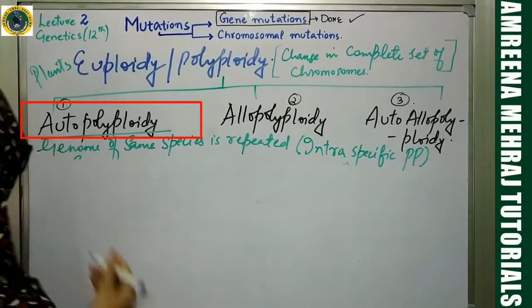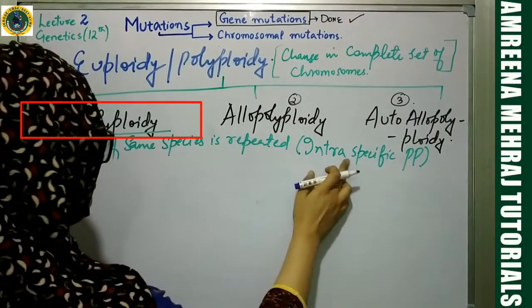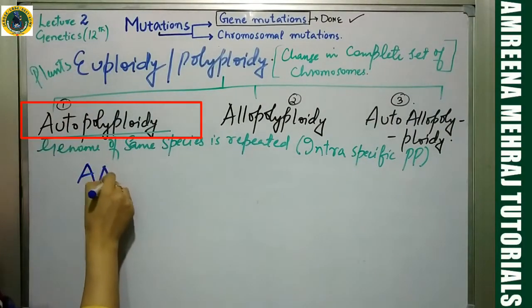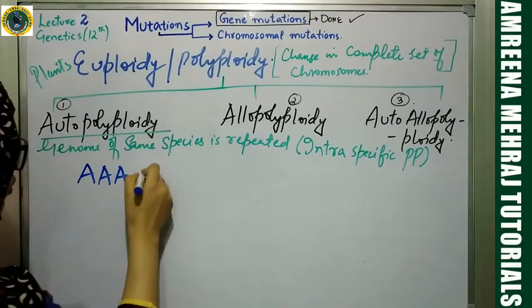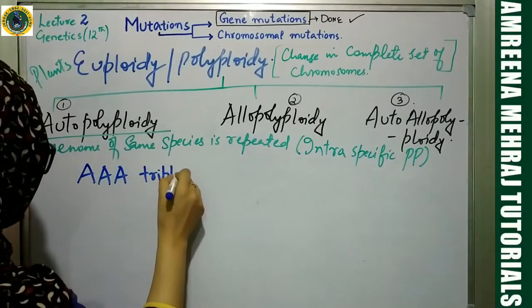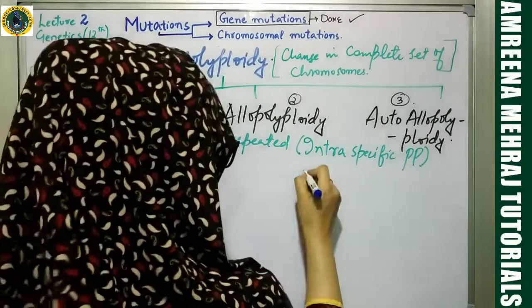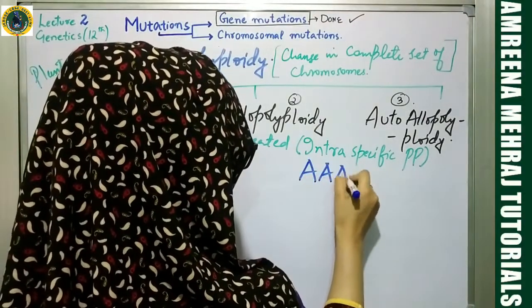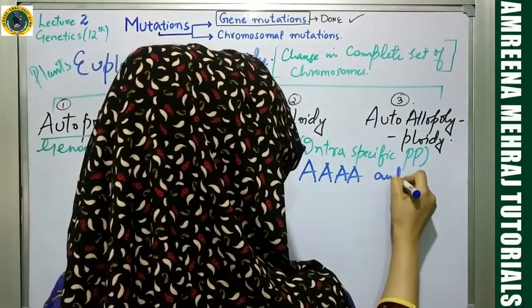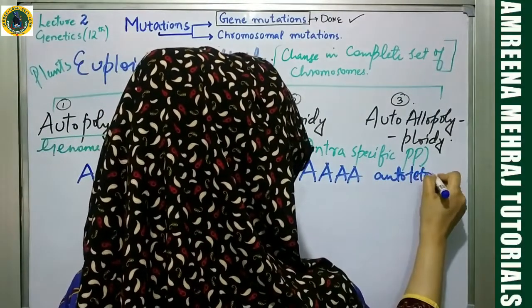So a condition is like this, which I have already made you understand. A condition like AAA. That's a condition of what? Triploid, rather autotriploid to be specific. And the condition like AAAA, this is autotetraploid. Pay attention.